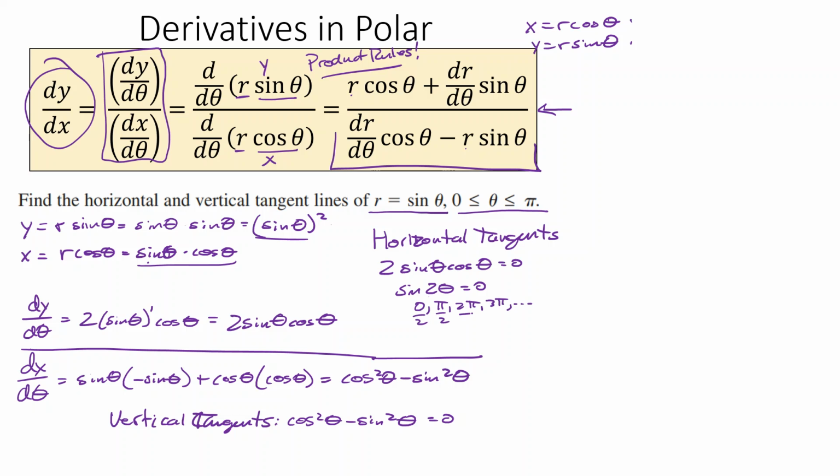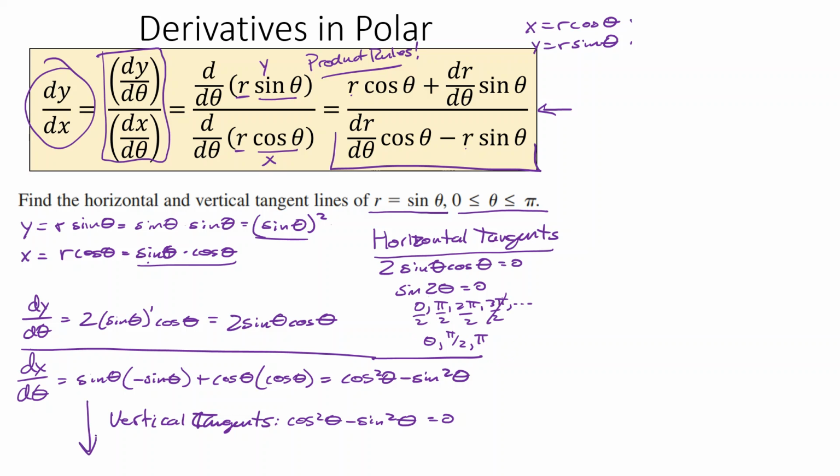Divide by 2, divide by 2, divide by 2, divide by 2. All right, now we only care about up to pi, so this is going to be too big. So this is going to be at 0, pi over 2, and pi. So that's where we're going to have horizontal tangents. All right, that'd be flat tangent lines that look like this.